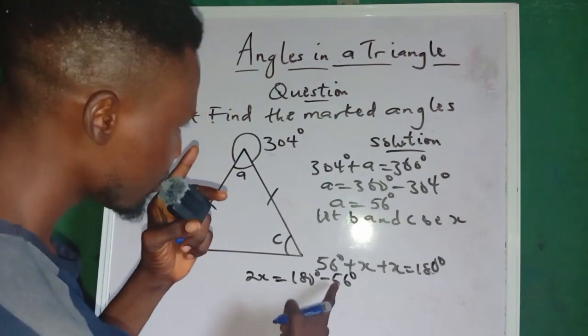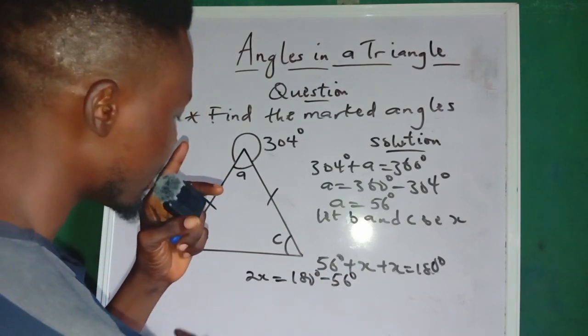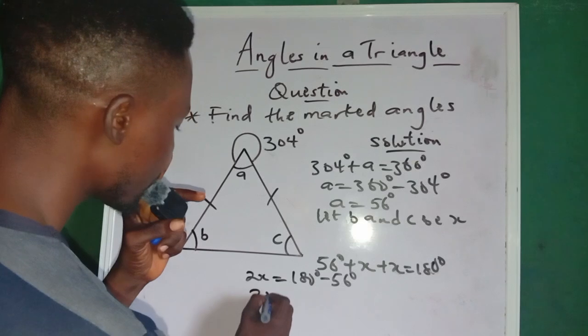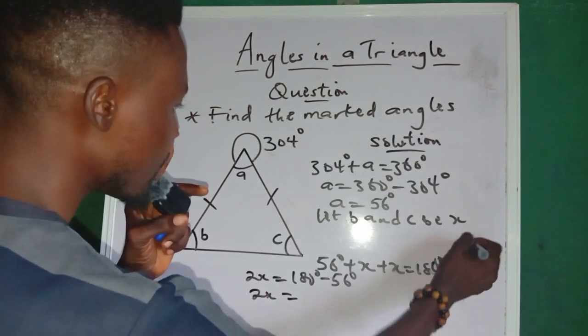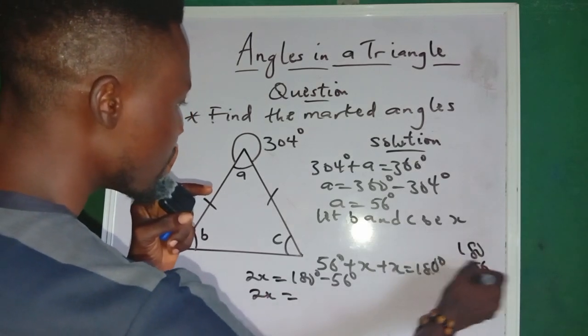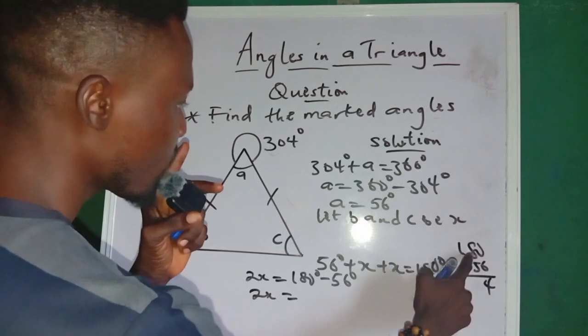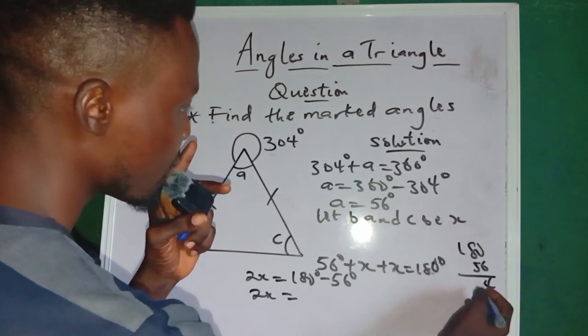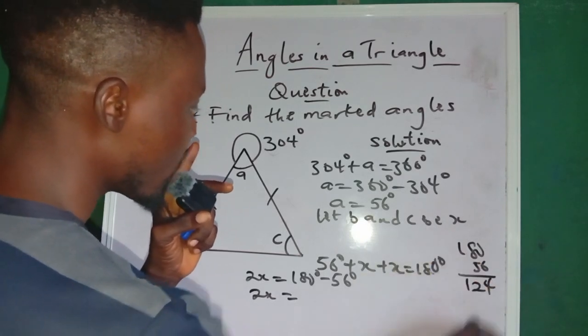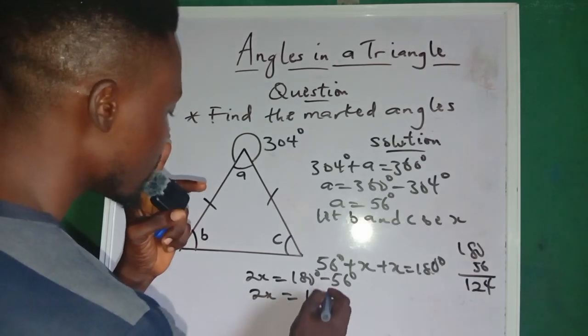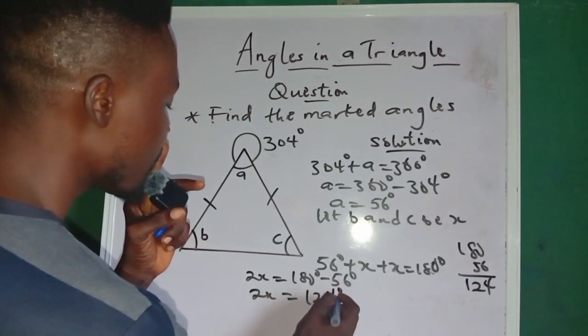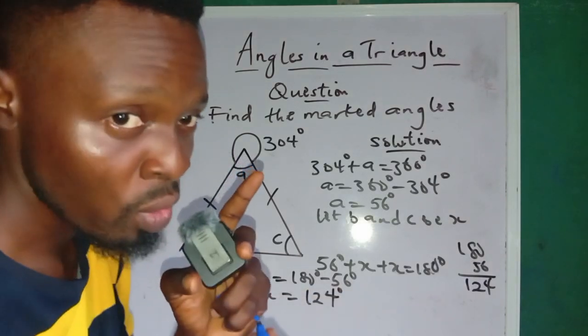So we are going to subtract 56 degrees from 180 degrees. We have 2X is equal to 180 degrees minus 56 degrees. This one is 10, that is 4 here. We have 7 here. 7 minus 5 gives us 2. Then we have 124 degrees. So when we subtract 56 degrees from 180, I'm going to have 124 degrees.